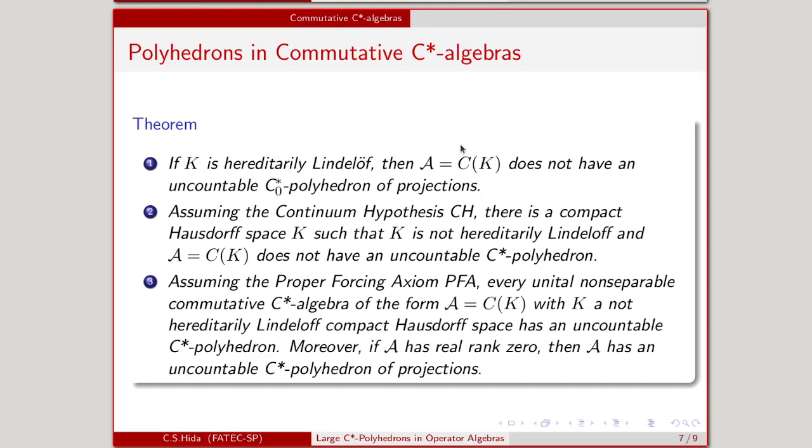The last one is that, assuming the Proper Forcing Axiom, every unital non-separable commutative C-star algebra of the form C(K), where K is non-hereditarily Lindelof, has an uncountable C-star polyhedron. This is the summary of our results in commutative C-star algebras.